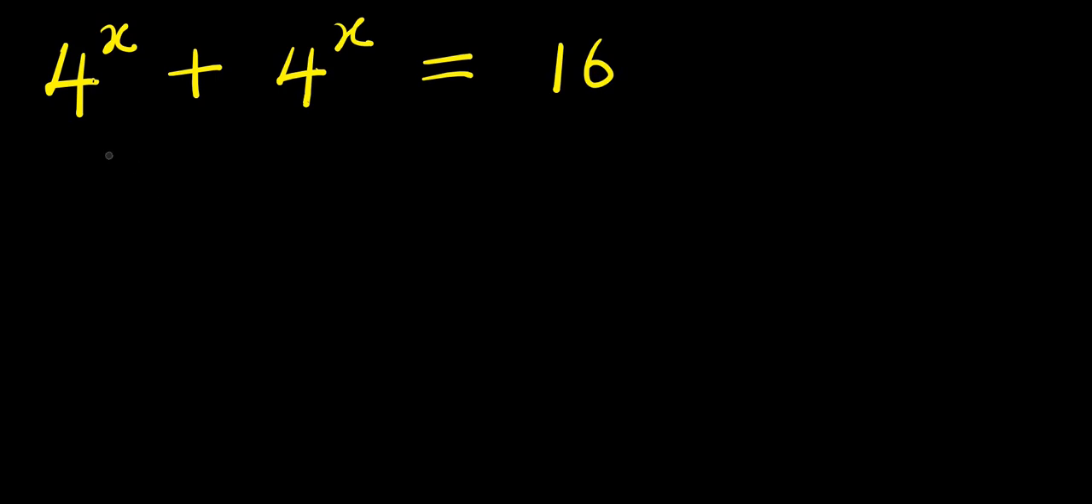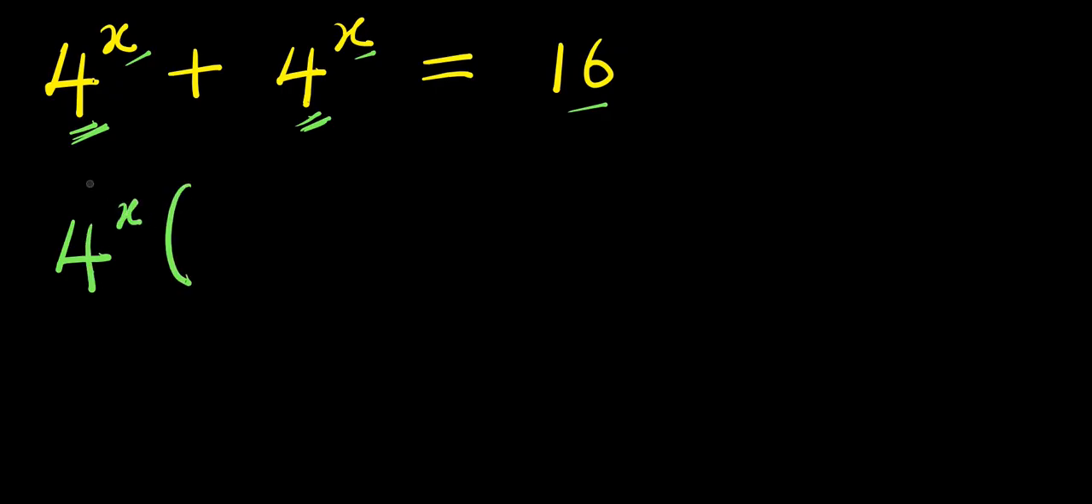Hello, how to solve this exponential problem? 4 power x plus 4 power x equals 16. We are solving for the value of x that will satisfy this equation. Now, I can decide to factor out 4 power x because we have it in two places.